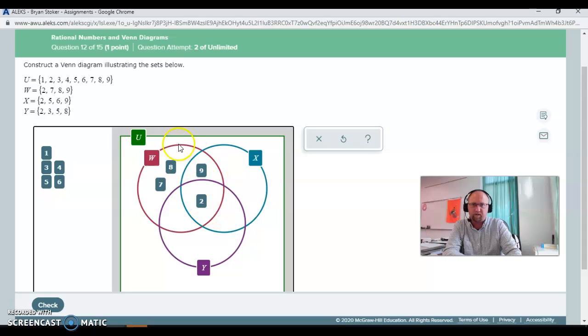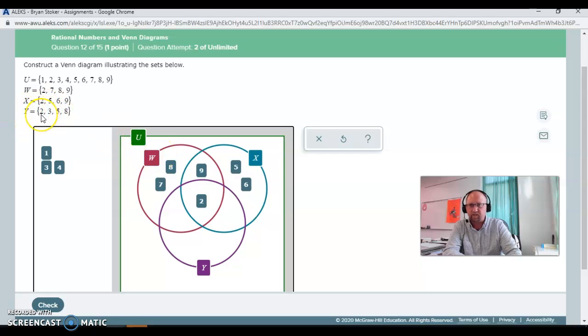Everything in here needs to be in W. Now we go to X. 2 we've already sorted. 5 we have not. 5 is only in X. So I'll put that there. 6 is only in X. So that goes there. 9 has already been sorted.